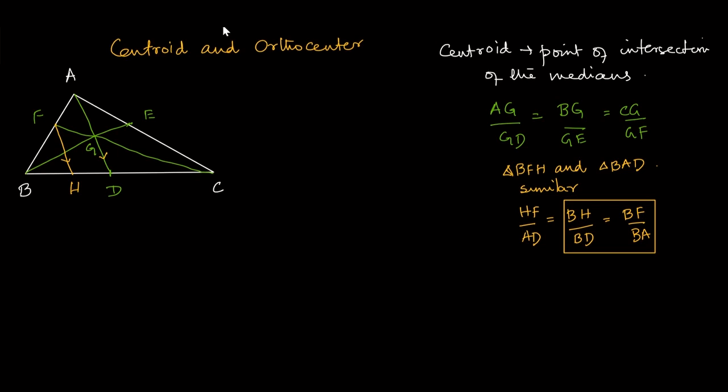F is the midpoint, right? Yes, sir. F is the midpoint. So BF is half of BA, correct? So BF by BA is equal to half, correct?